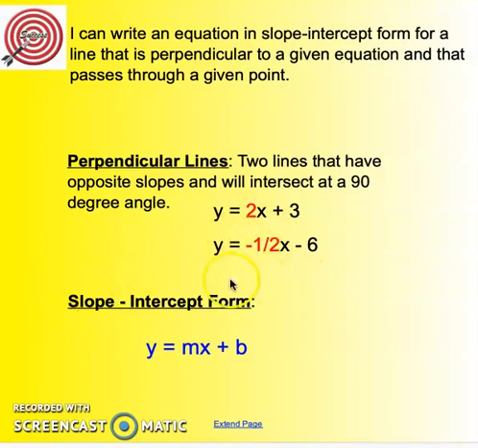The other thing I want to remind you of is slope-intercept form. Remember that is y equals mx plus b. The m stands for the slope, the b is the y-intercept, and our x and our y are basically a coordinate, or an ordered pair, on a coordinate plane.